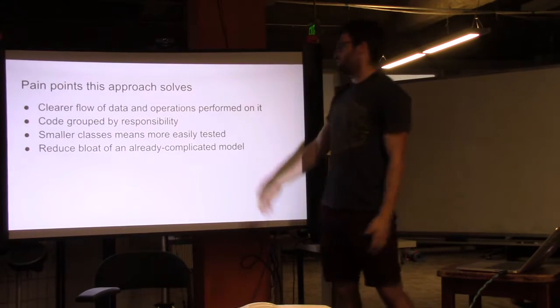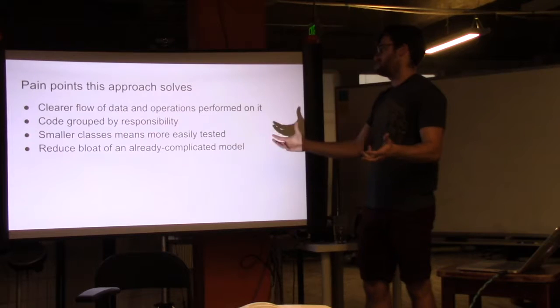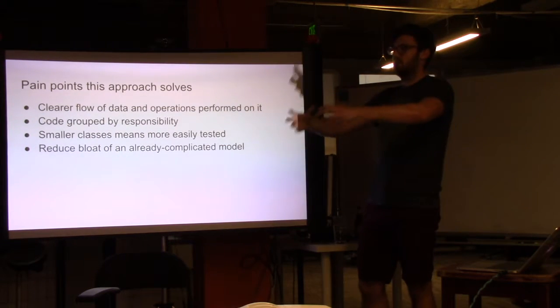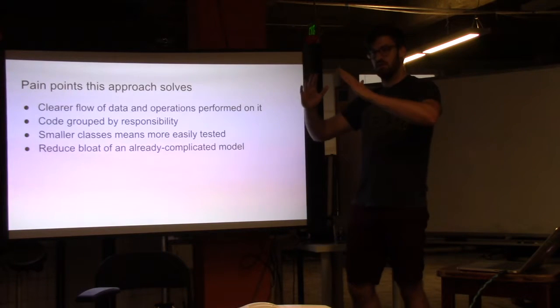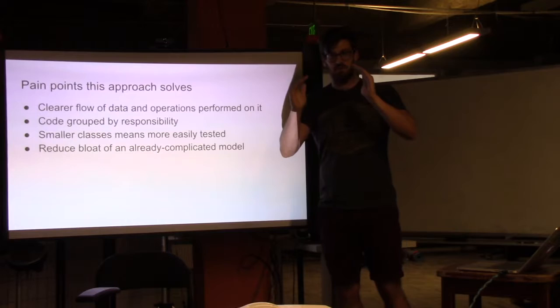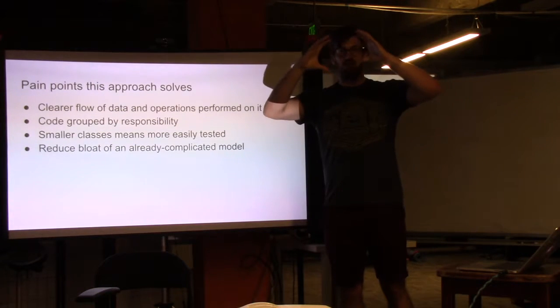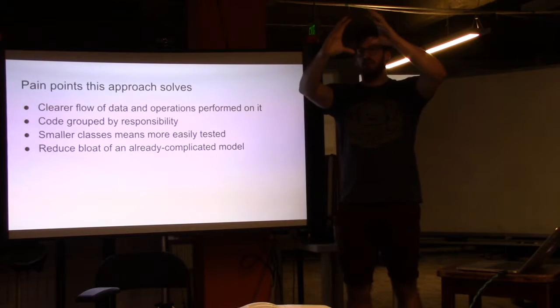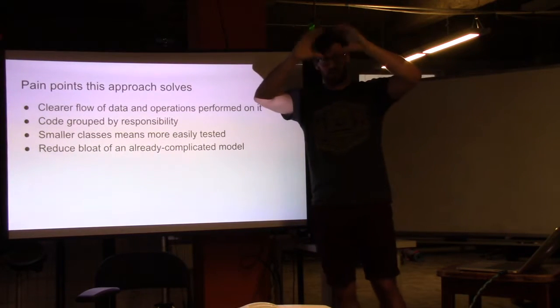The pain points that this approach solved: clear flow of data and operations performed on it. So we know where the data is starting, and we're trying to shrink the pool of data as we go further along. So we start with all the mentors, and we're shrinking the pool so it's available mentors, and we're shrinking the pool again so it's available mentors that match certain criteria, whether it be start date, course date, program module, whatever.